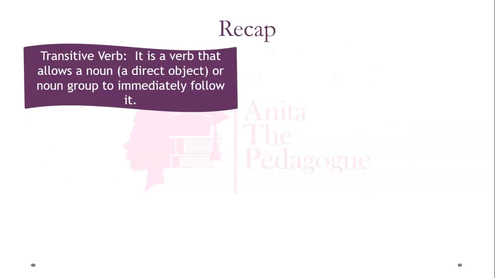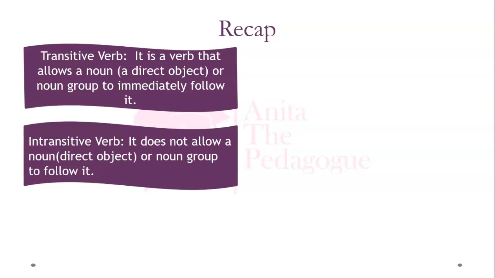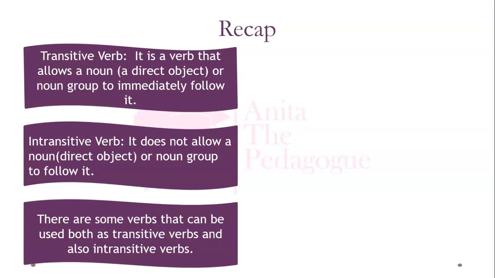Now let's quickly do a recap of what we've learned today. We've learned that transitive verbs are verbs that allow a noun or a direct object or noun group to immediately follow them. Also, we've learned that an intransitive verb does not allow a noun or direct object or a noun group to follow it. We've also learned that there are some verbs that can be used both as transitive verbs and also intransitive verbs.